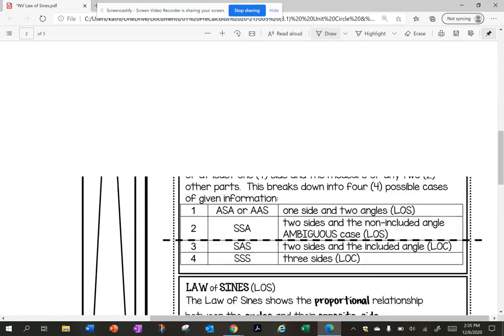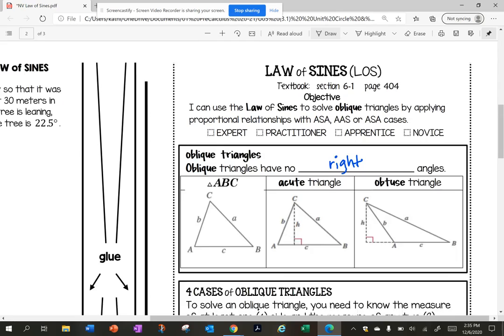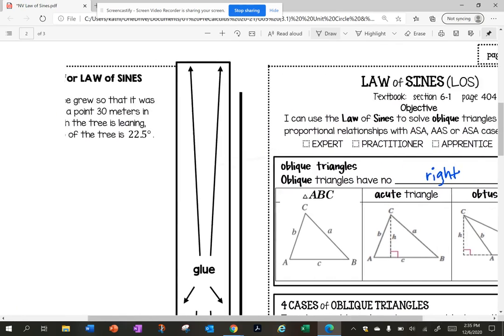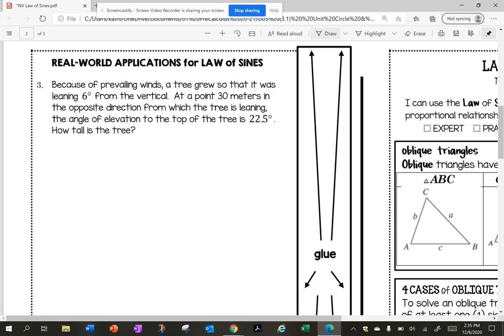Okay, let's do a word problem with these, because the purpose of studying anything is word problems, because all of the real world is word problems. Because of prevailing winds, a tree grows so that it was leaning 6 degrees from the vertical. At a point 30 meters in the opposite direction from which the tree is leaning, the angle of elevation to the top of the tree is 22.5 degrees. How tall is the tree?